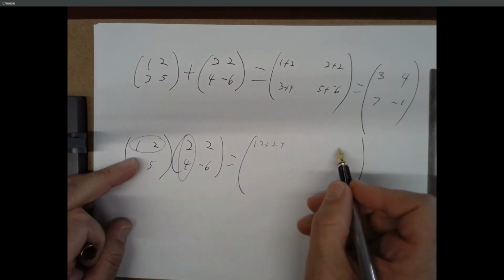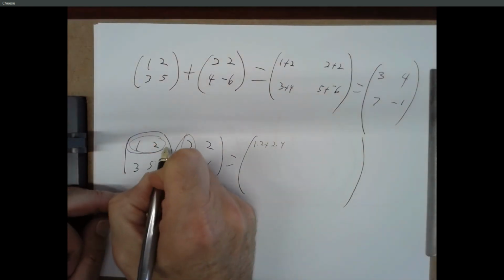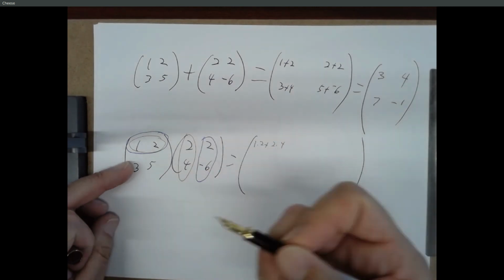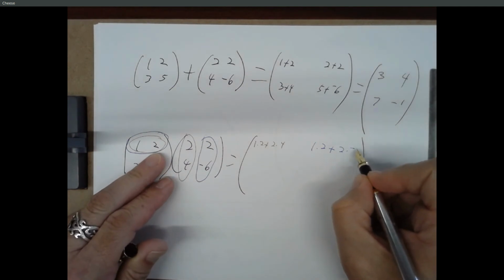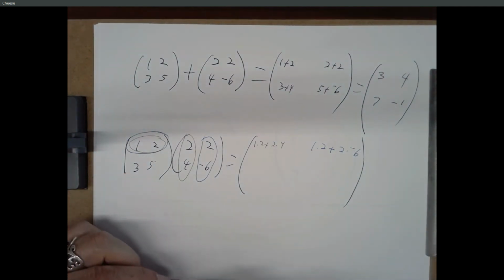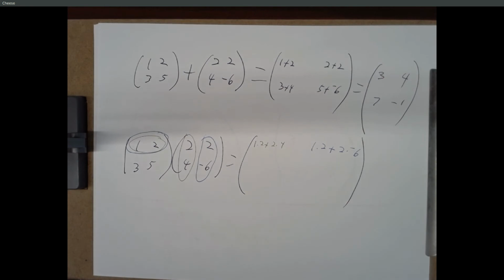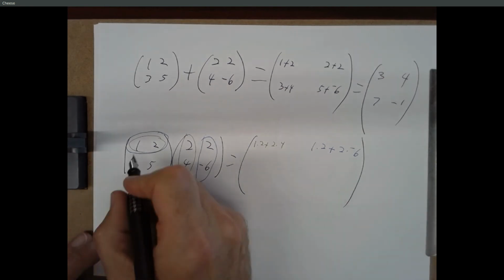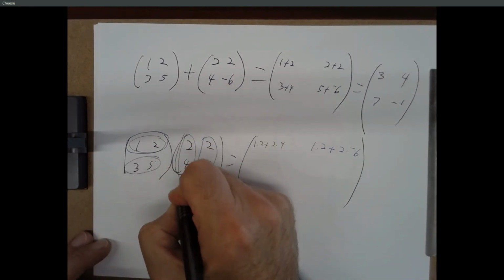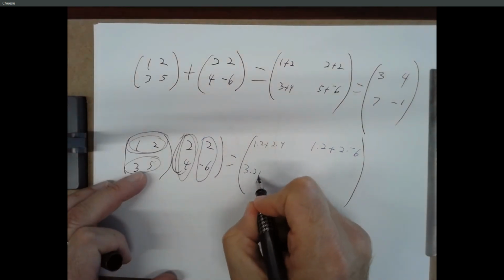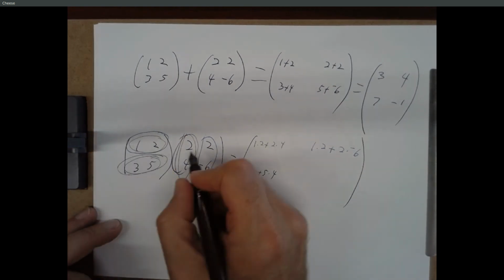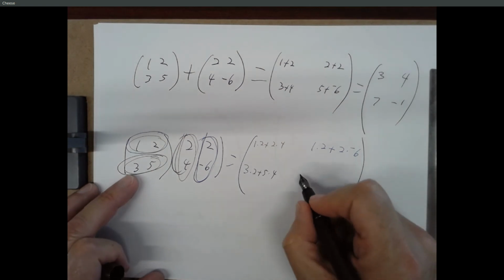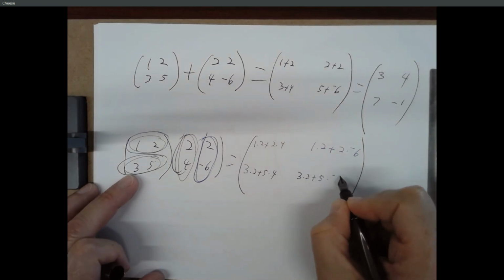And for the element in the first row, the second column, we take the first row and the second column, and we do the dot product on those. So it's going to be 1 times 2 plus 2 times negative 6. And we can do that everywhere. So second row, first column is going to be 3 times 2 plus 5 times 4. And then the second row, second column is that dot product, so 3 times 2 plus 5 times negative 6.